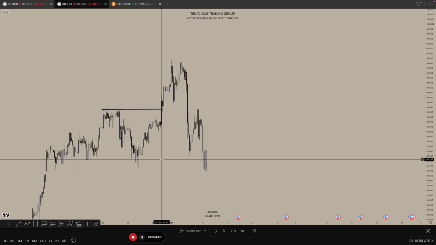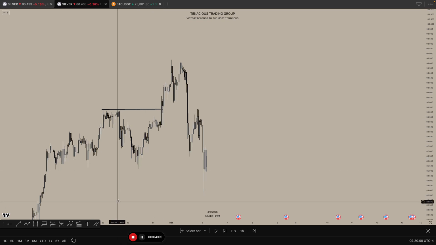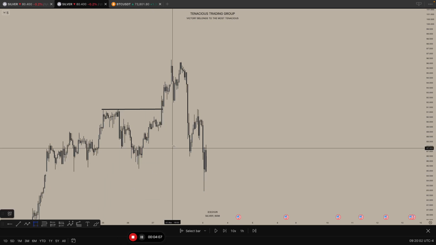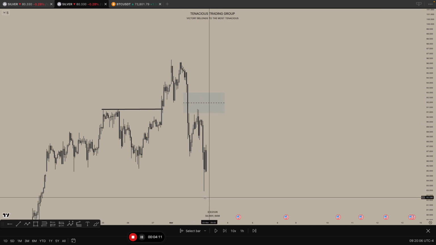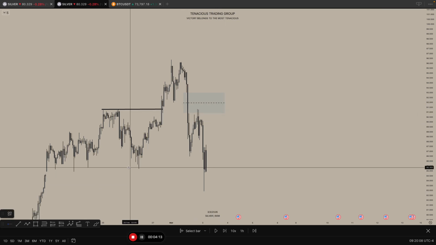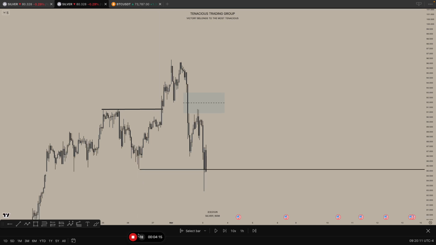So we can see that we've tapped into it over here, and then we've continued lower. And then what's happened? We've actually taken out our protected low. When we let price play out, we keep pushing lower.